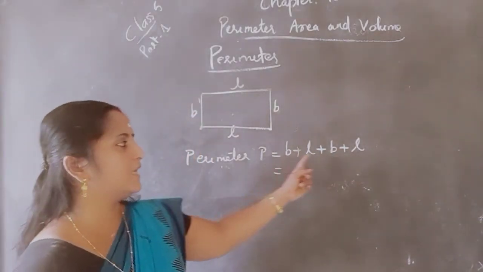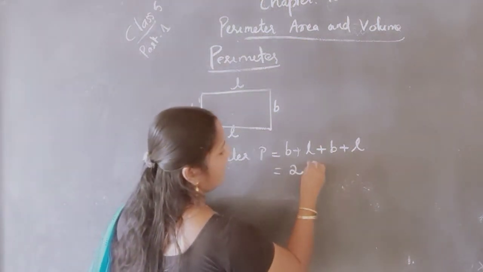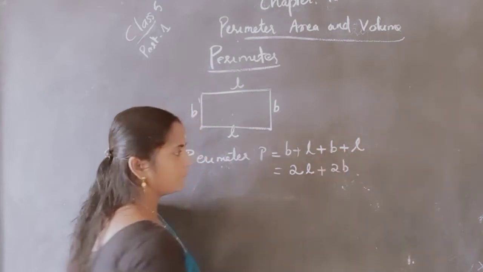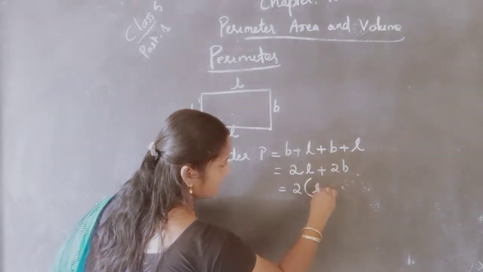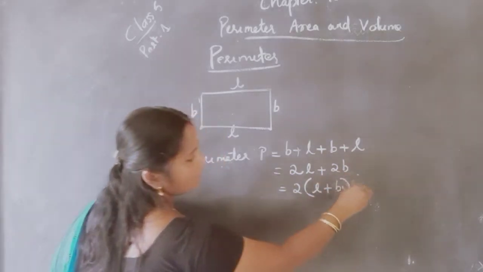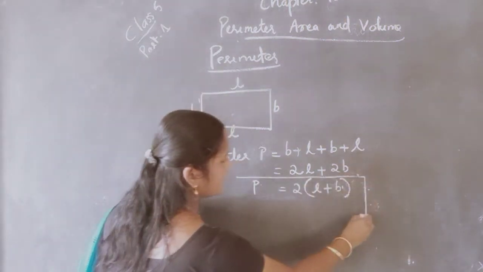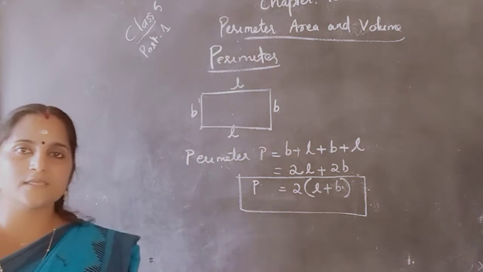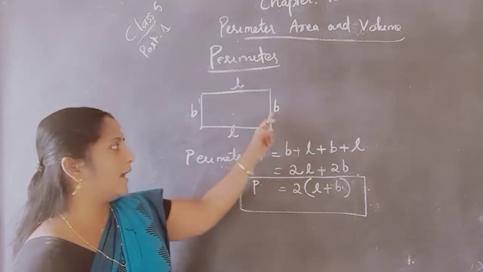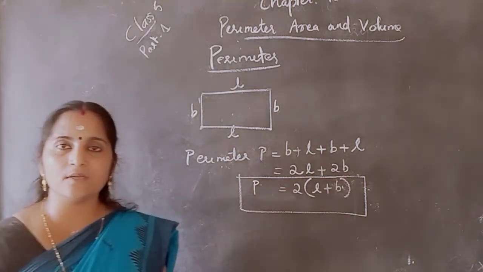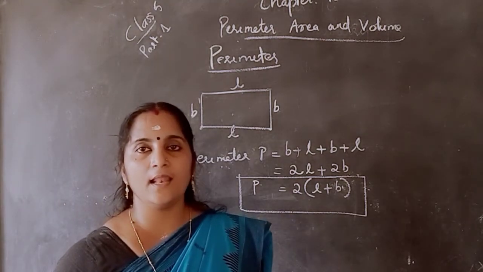That is B repeated 2 times, L also 2 times. So 2L plus 2B. 2 is a common number, so you can take it outside and write it as L, then you put this sign, B. That is, perimeter of a rectangle is 2 into L plus B. That is, L we add 2 times, B also 2 times. So you add that L plus B and take its double, we get the perimeter. Perimeter of a rectangle is equal to 2 into L plus B.